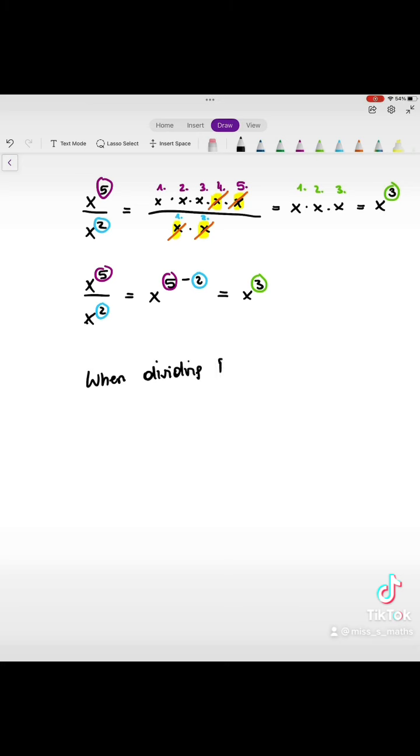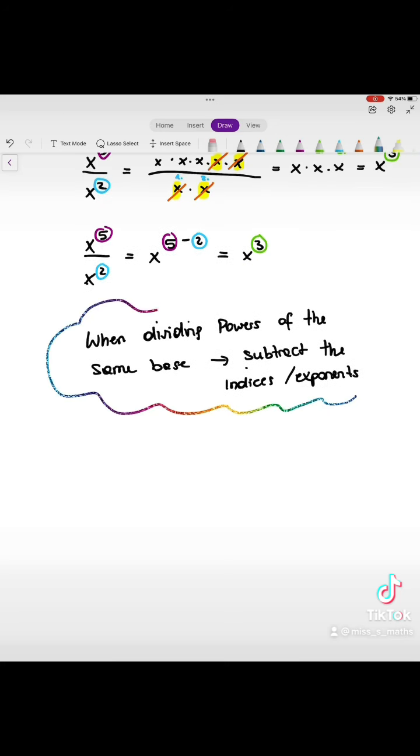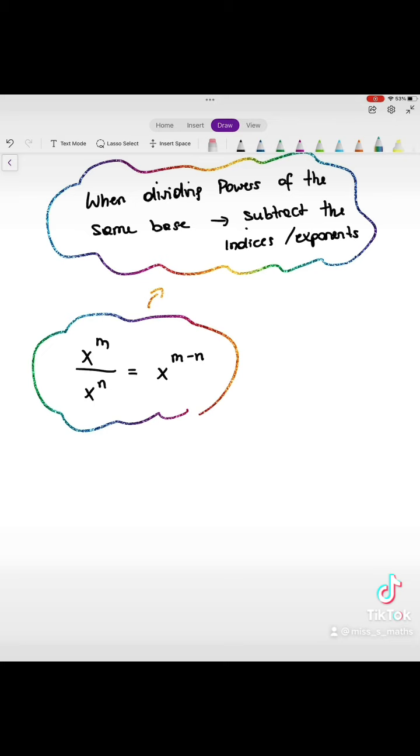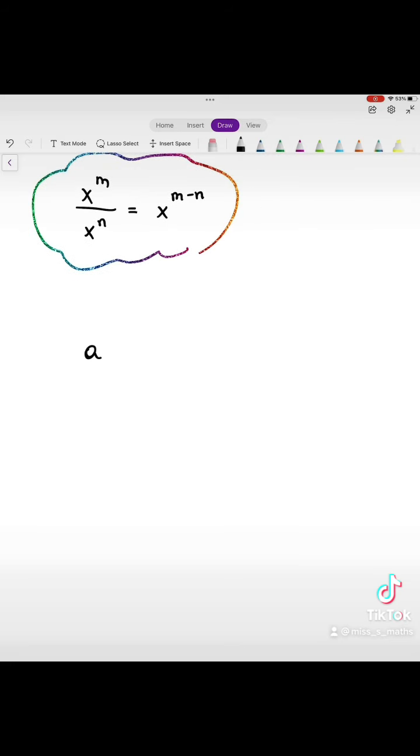So whenever we're dividing powers that have the same base number, all we have to do is subtract the two top numbers there. So the 5 and the 2 need to be subtracted from one another. And the general rule is x to the power of m over x to the power of n is x to the power of m minus n.